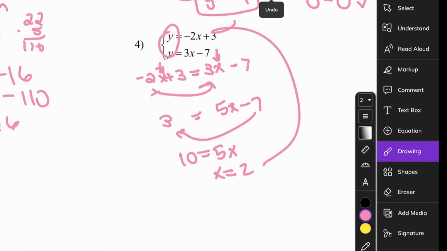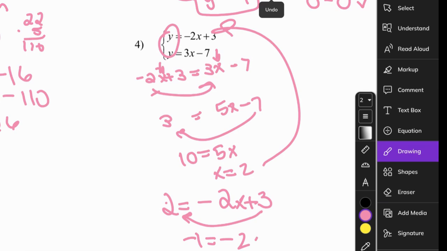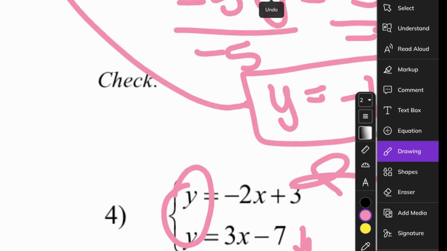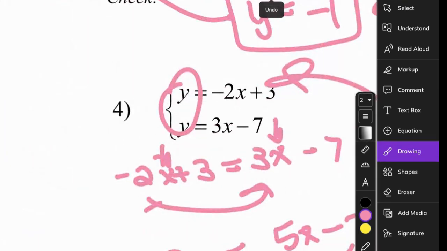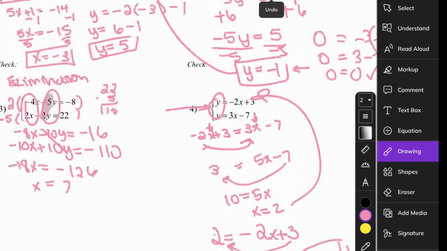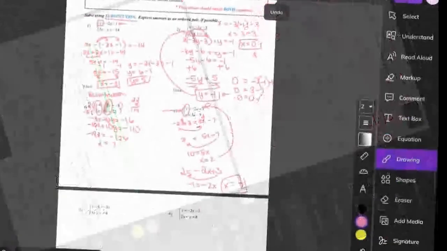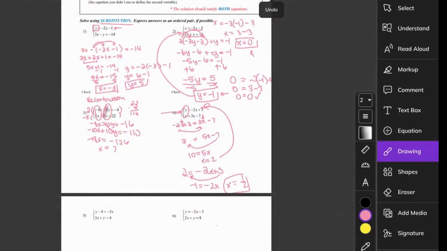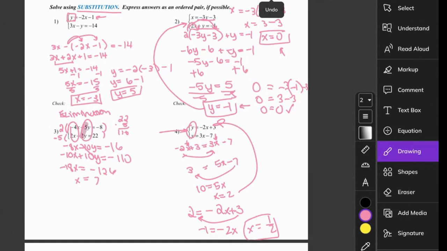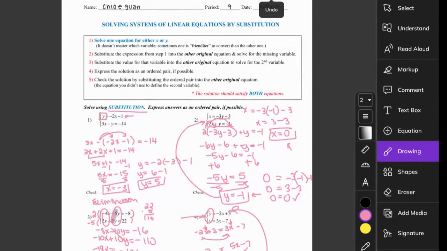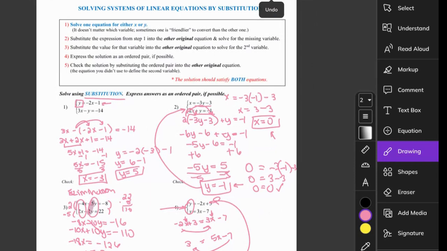Then we plug that back in, get 2 equals negative 2x plus 3, minus this, negative 1 equals negative 2x, x equals 1/2. So this doesn't happen that often, but if it does, you can quickly just set them equal to each other, which is really simple. Or you can do other strategies. It does not matter, but those are the ways to solve systems of linear equations by using substitution and elimination, and also the transitive property.